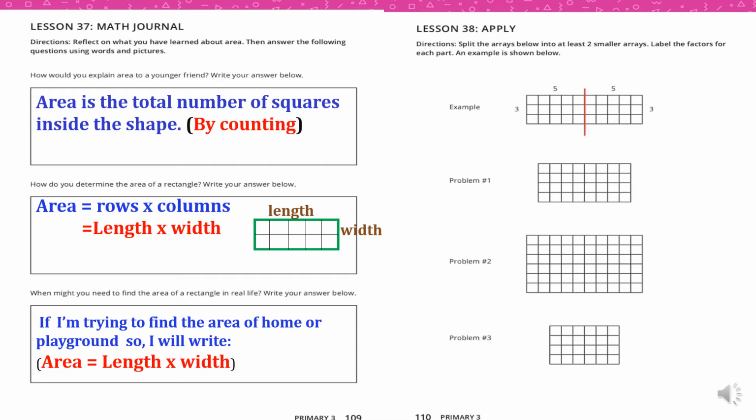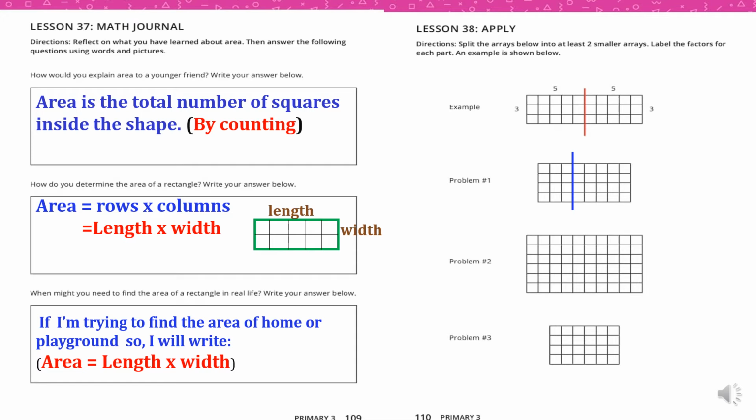One will be 5 columns and the other will be 5 columns also. So we will have here 3 times 5 and 3 times 5. 3 times 5 equals 15 and 3 times 5 equals 15. 15 plus 15, 30. It's the same as if we multiplied 10 columns by 3 rows. 10 times 3 equals 30. Let's explain more in problem 1.